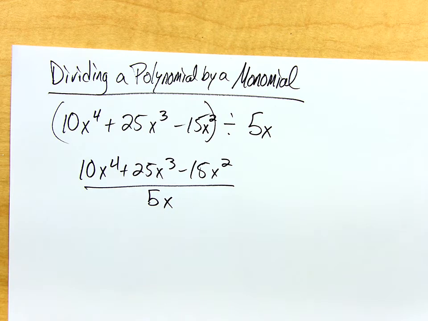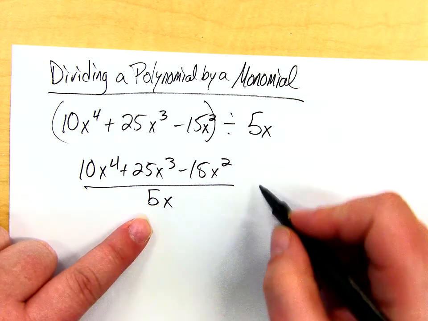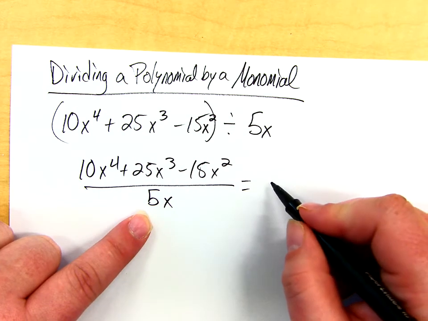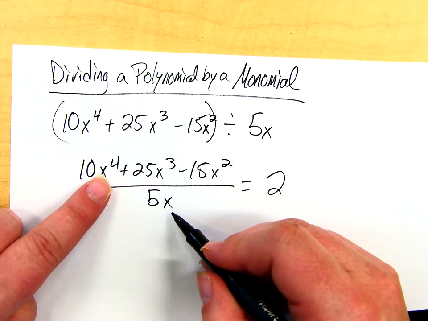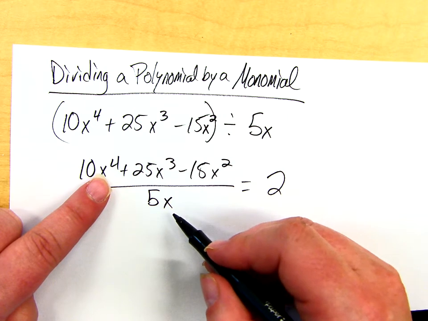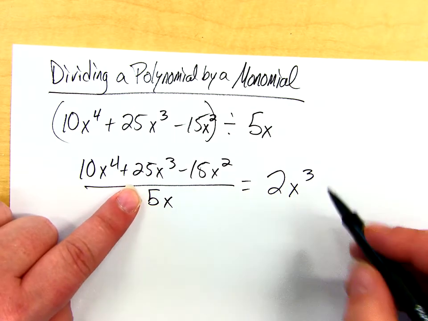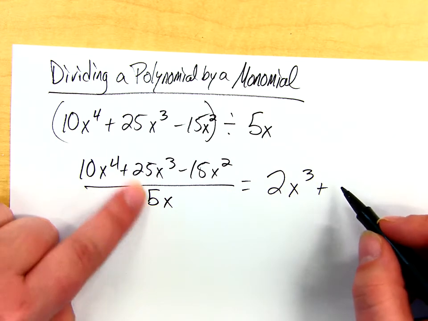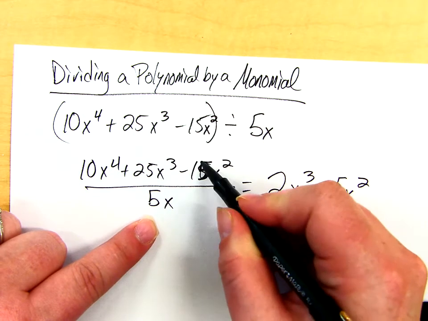Dividing a polynomial by a monomial is actually really easy because all you do is just divide each term by that monomial. That's it. So, when I do 10x to the fourth divided by 5x, what comes out? What's 10 divided by 5? Yes, and then when you have x to the fourth over x, you're subtracting the exponent, so that's x to the third, right? And then just go down the line. So this would be positive 5x squared, and then that's a 15.